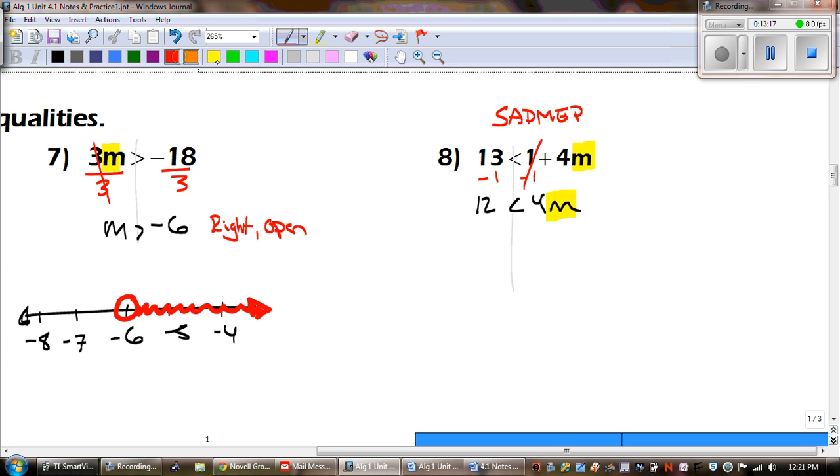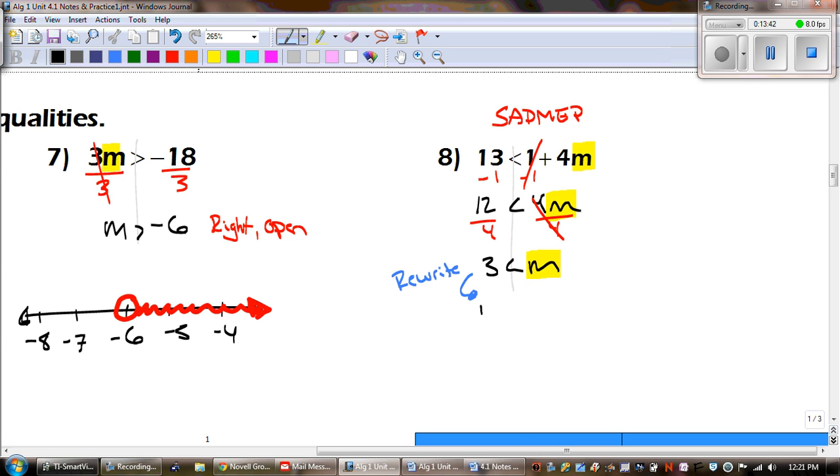Now, the m is not by itself yet, so I'm going to divide by 4. 12 divided by 4 is 3, and we have 3 is less than m. Now, what side is the variable on? Yeah, the variable's on the right side, and I need it on the left, so we're going to need to rewrite this.